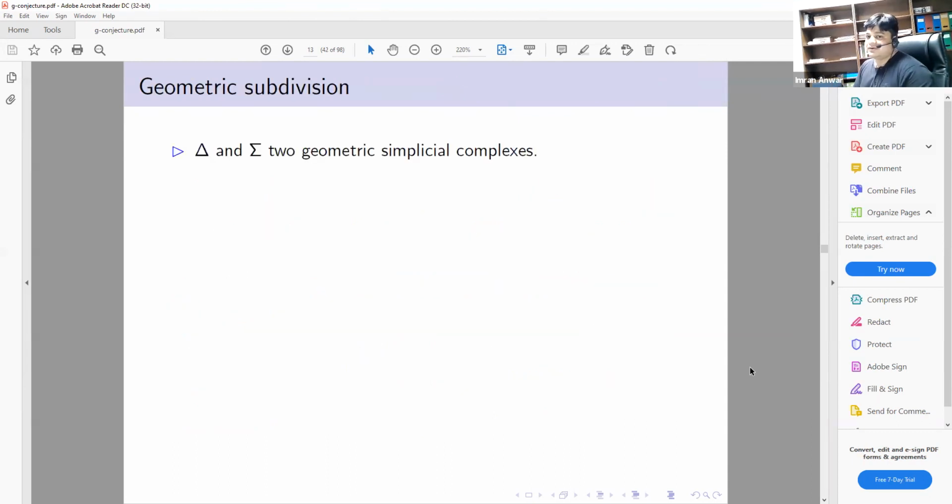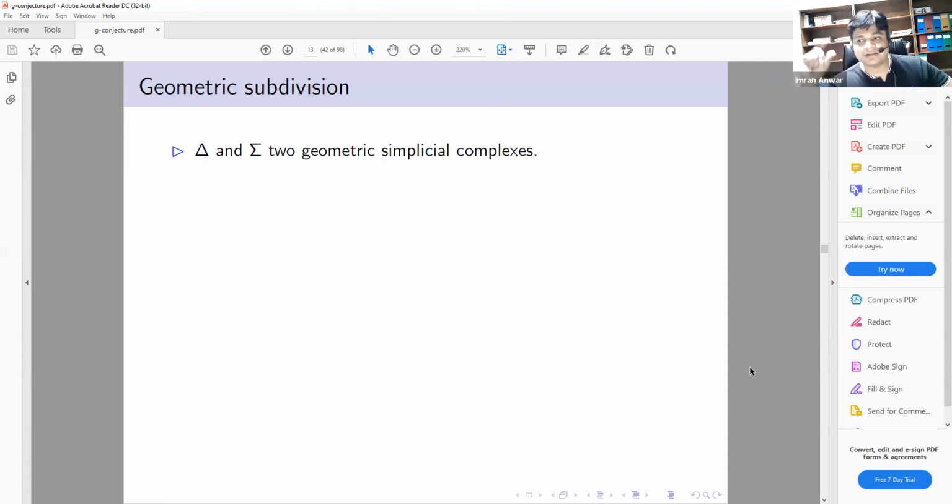Now, the next thing is geometric subdivision. Again, the question which is related to triangulation: how do mathematicians triangulate a sphere, and how many ways are there? There are infinitely many ways, and this is the main difficult part. So the first of its kind I'm going to try to explain to you is the geometric subdivision.